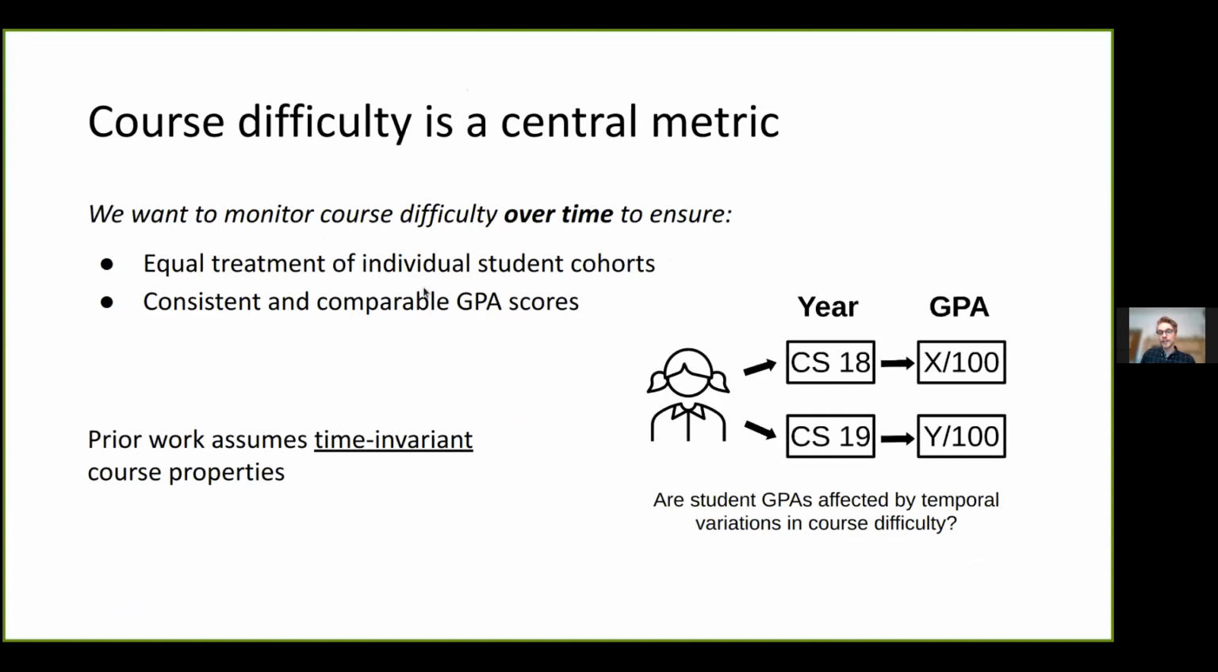Our goal is to measure whether and how a course changes over time in terms of difficulty. The motivation for this is the equality and thus comparability of student cohorts to consistent teaching. If this is not the case, the same student might perform differently in different cohorts. And we have found that previous work assumes that courses are time invariant. Therefore, this presentation addresses the tracing of course difficulty over multiple years, and to do this, we use item response theory, IRT.